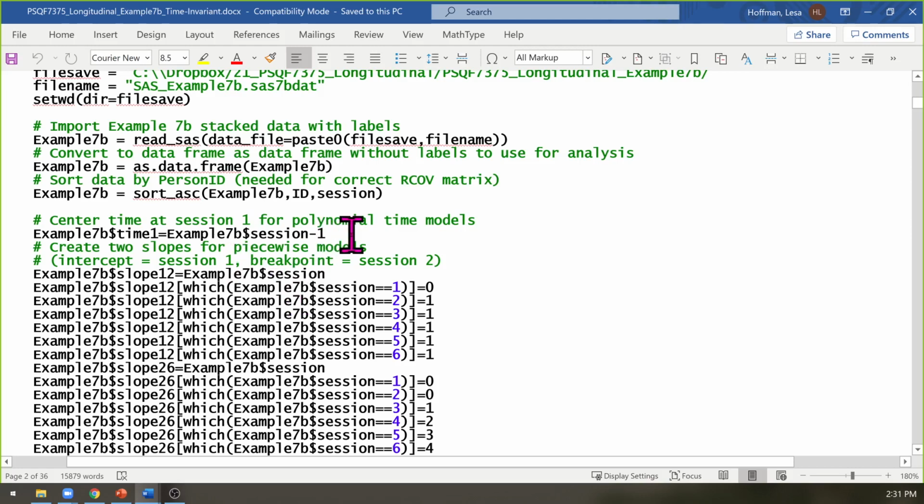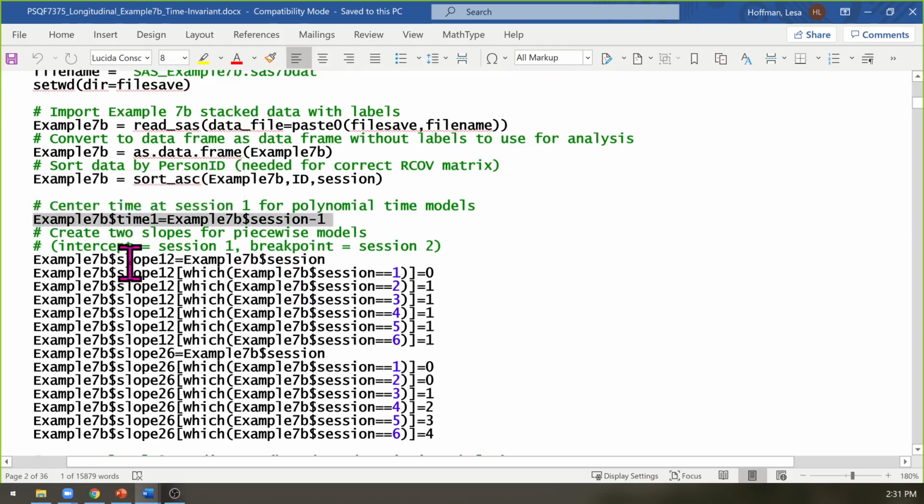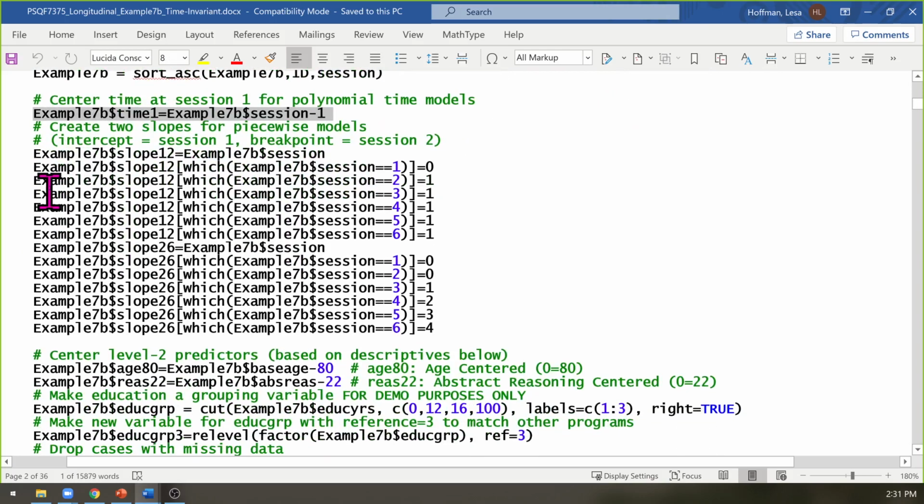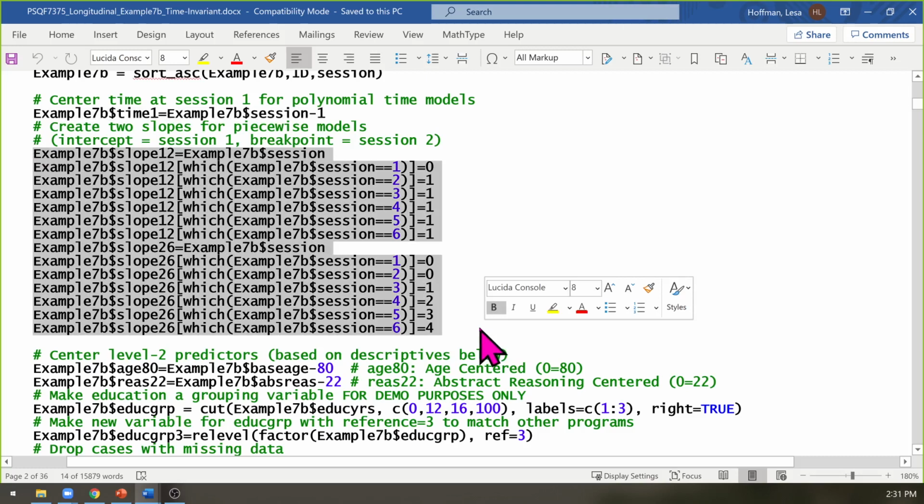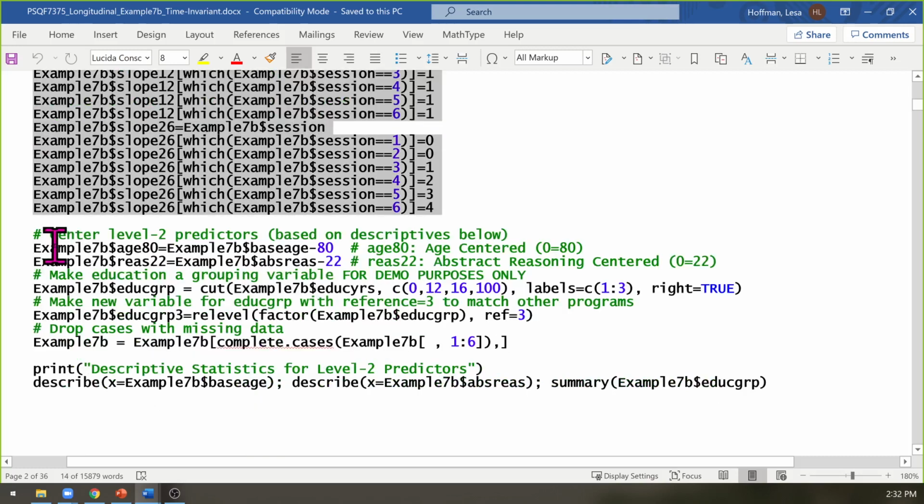We have time as the polynomial. For the polynomial models, we've got piecewise effects of session here, and then centering the other ones. I found a function. I learned a new thing to do this called cut. I don't know if you've seen this before.